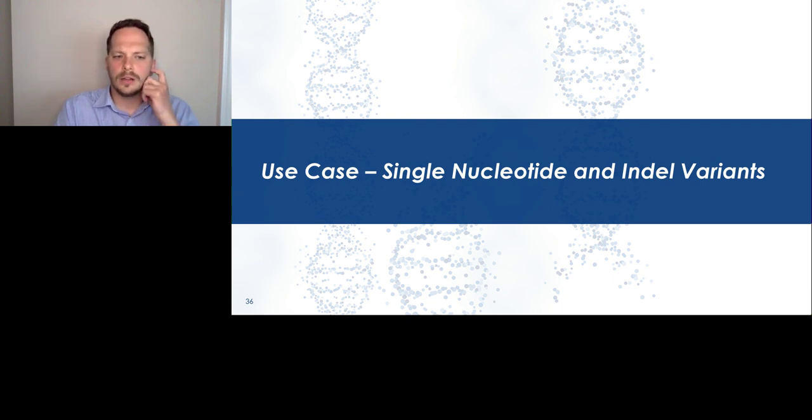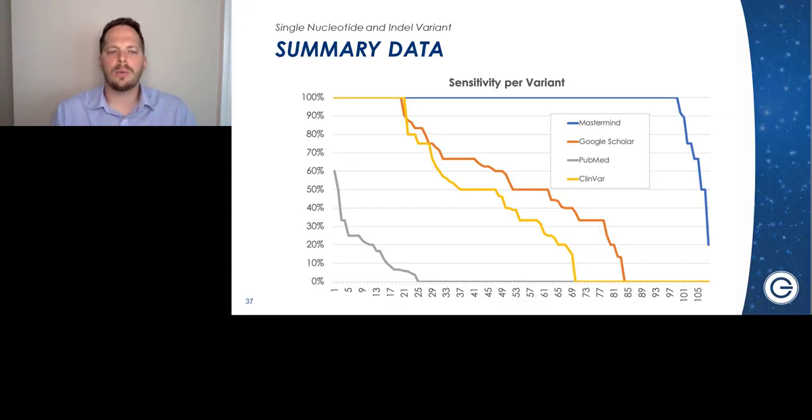So the next example that I'm going to go through is for single nucleotide or small indel variants. Just to orient you about the meaningfulness of this slide, this is a reflection of the sensitivity of evincing which references are cited from different sources, be they Mastermind or other search resources like Google Scholar, PubMed, or ClinVar.